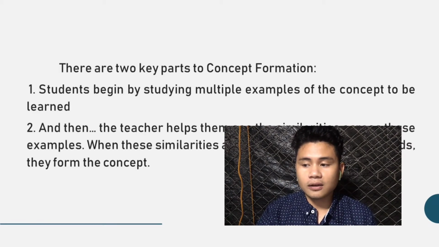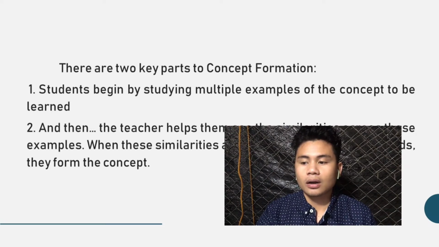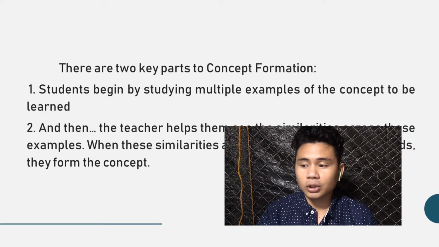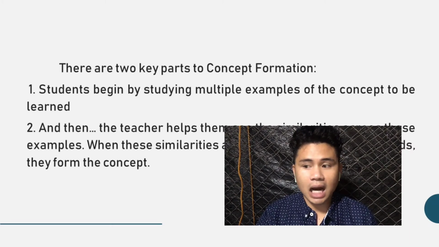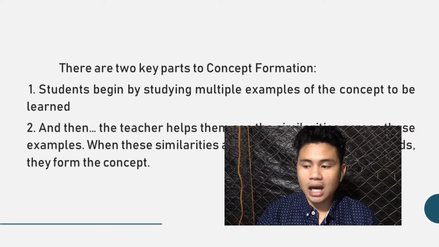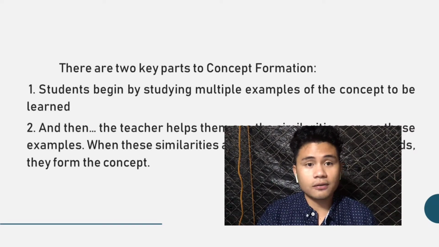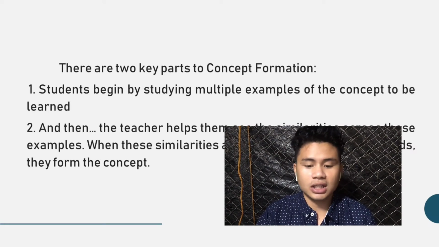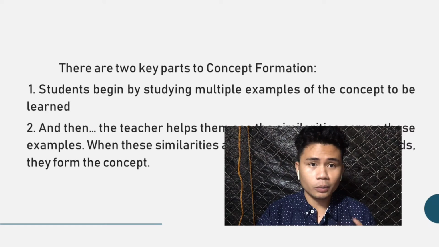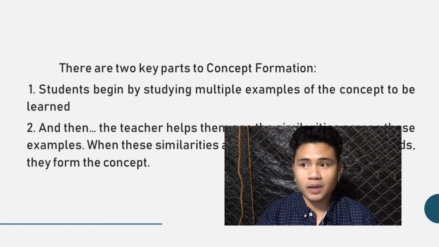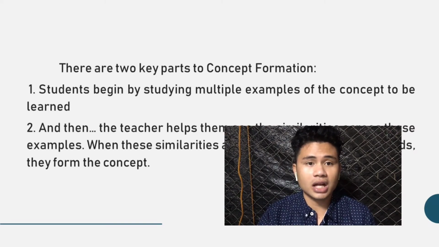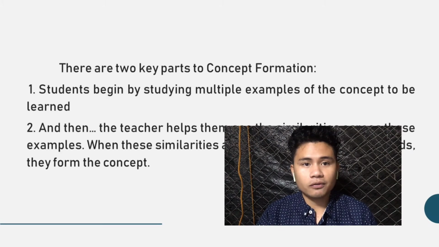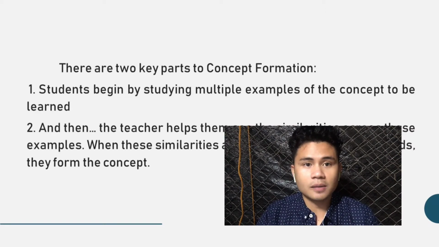So, there are two key factors to concept formation. One, students begin by studying multiple examples of the concept to be learned, and two, the teacher helps them see the similarities across these examples. When these similarities are established in students' minds, they form a concept. So concept formation strategy is the reverse of enumeration. When we are asked to enumerate, we are given a concept and we list the examples or the characteristics. Well, in concept formation strategy, we are given the examples and we figure out the concept.